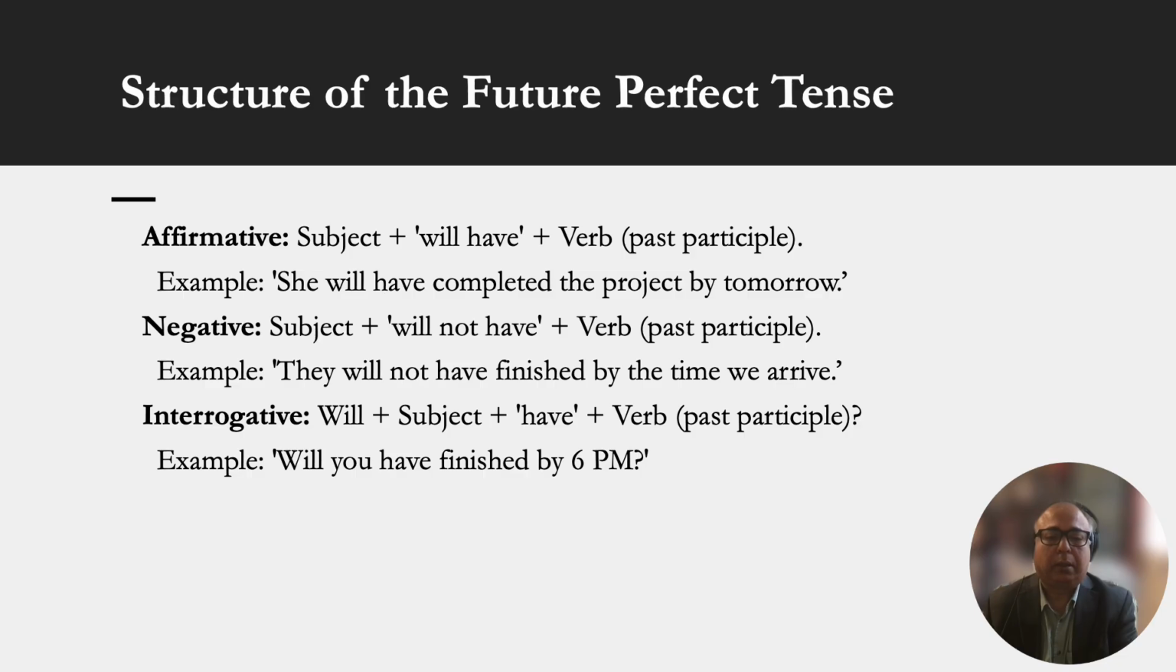Okay? An interrogative sentence. How do we ask a question in the future perfect tense? Again, as you have done this before with the future progressive tense, you move the will verb to the beginning of the sentence. Will plus the subject, have, and the main verb in the past participle form. So, will you have finished by 6 p.m.? Let's say you say, he will have finished by 6 p.m. or finished the project. Will you have finished the project by 6 p.m.? So that's the future perfect tense.